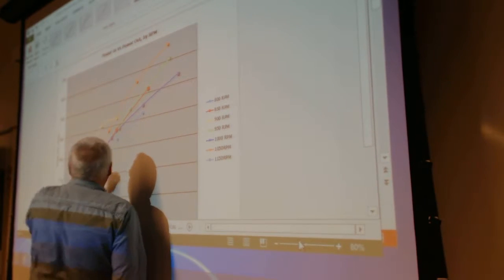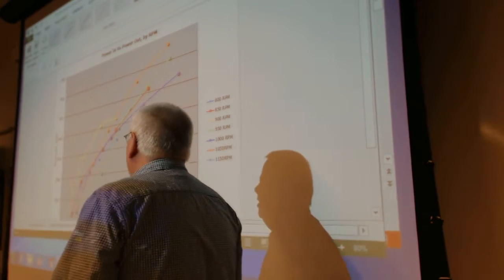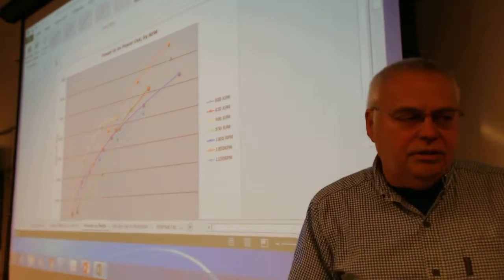Basically, it's the same information, except now the steeper slope says more efficiency, and the lesser slope means less efficiency. I don't know if that tells you as much as the other one does.